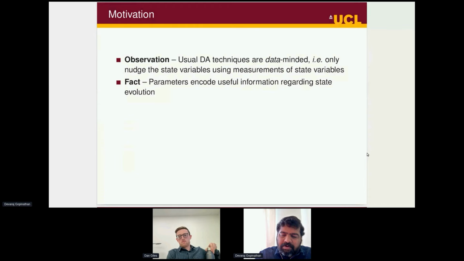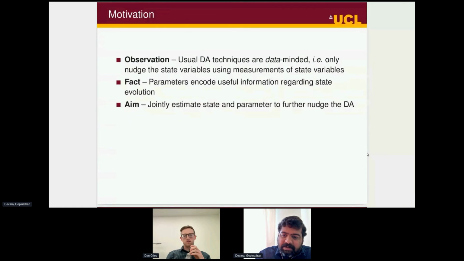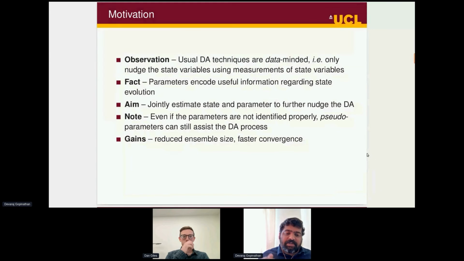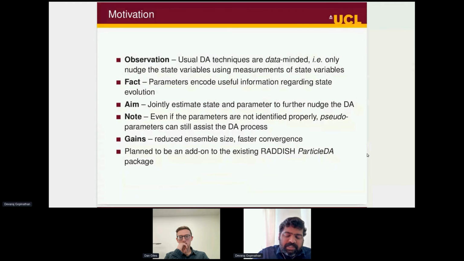For example, for mechanical problems, it would be inertia, stiffness, damping ratio. It could be the initial parameters for evolution of a model. In this case, for Tsunami, it is something like that. So the aim is to jointly estimate the state and parameters so that the DA can get a little bit of push. And I'll show it for one of the very simple problems that the push is quite large, and it can actually give large gains in ensemble size, reduction of the ensemble size that we use to run the model, and also faster convergence. This is planned to be added to particle DA. For example, now for the time being, it's only in MATLAB.